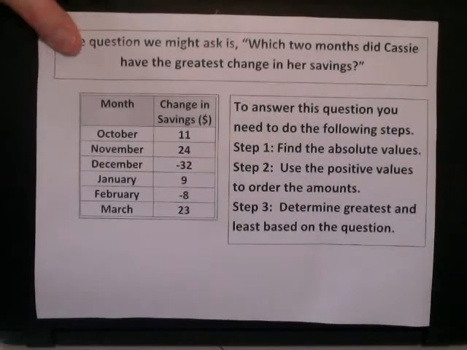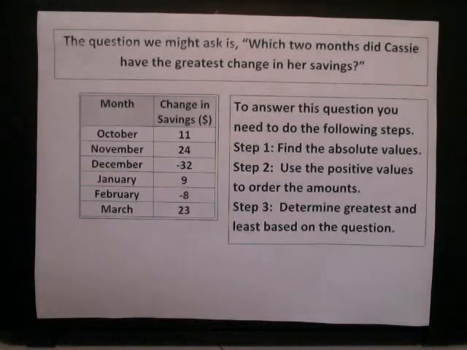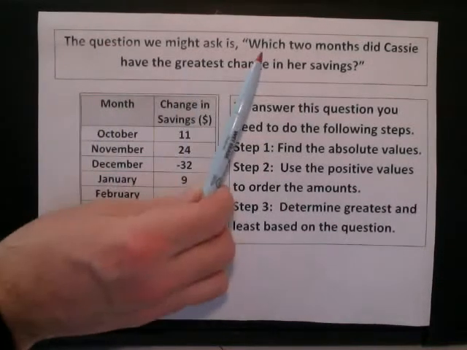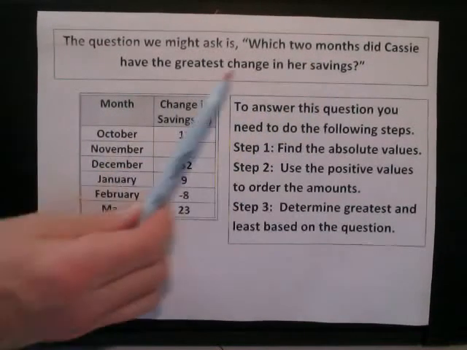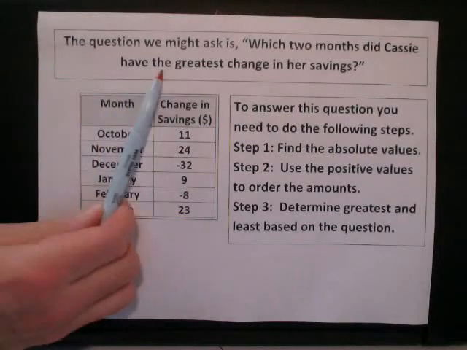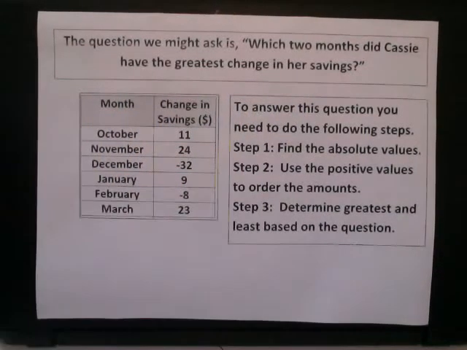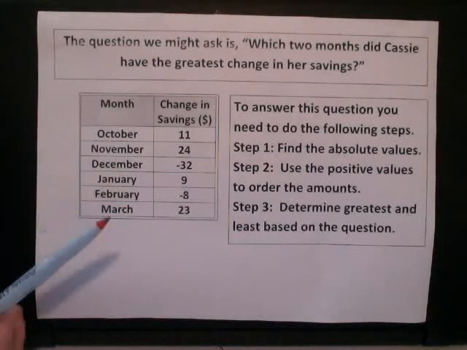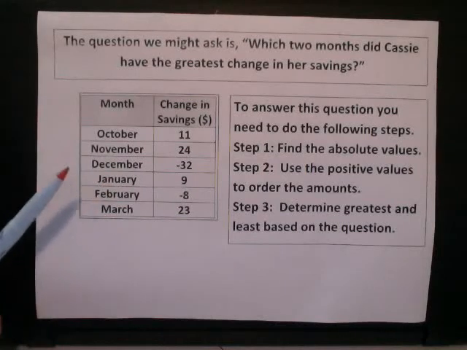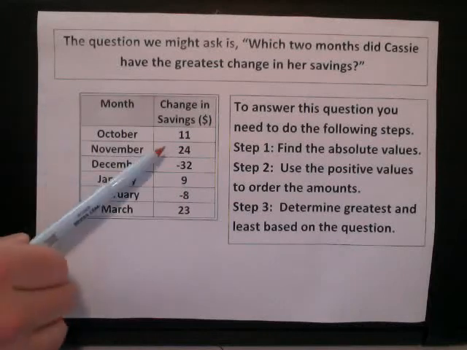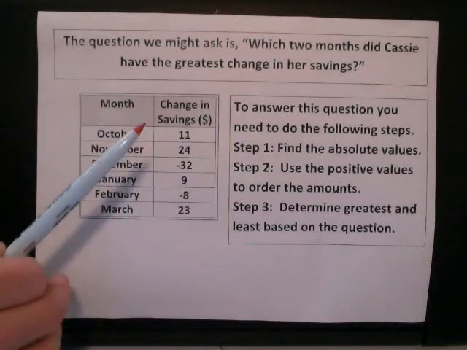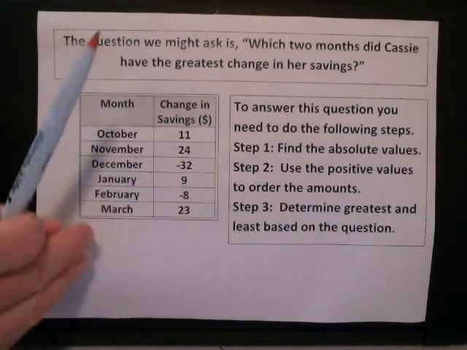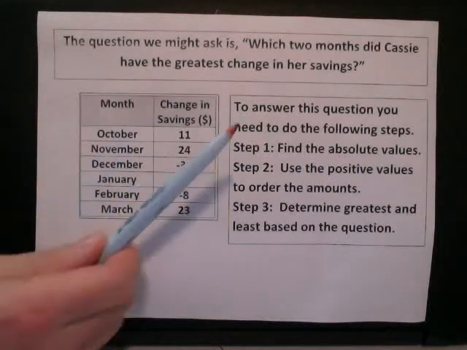Okay, the question we might ask is, which 2 months did Cassie have the greatest change in her savings? So which of these months did she have the greatest change? Now, we're not talking about a positive or a negative amount at this point. We're asking for a change from her goal, okay?